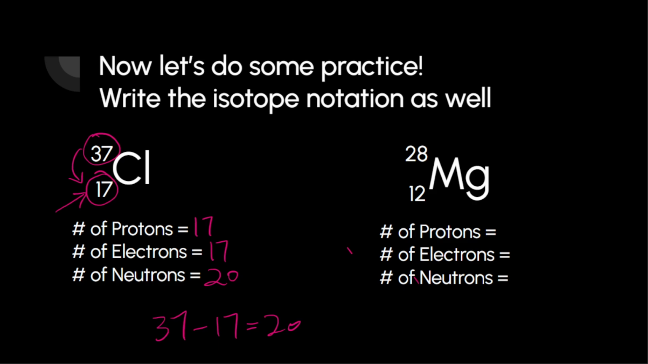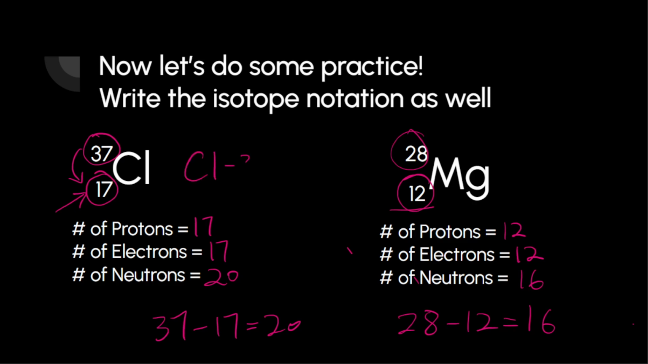So it's a little bit different than the numbers on the periodic table. Same thing for this one, we got Mg 12. So 12 is our number of protons, and then 12 is also the number of electrons, and then the number of neutrons would be 28 minus 12. So 28 minus 12 equals 16. Okay, so we have 16 neutrons for this one, Mg 28. The isotope notation with the hyphen, this one would be called chlorine 37, and this one would be magnesium 28, Mg 28.